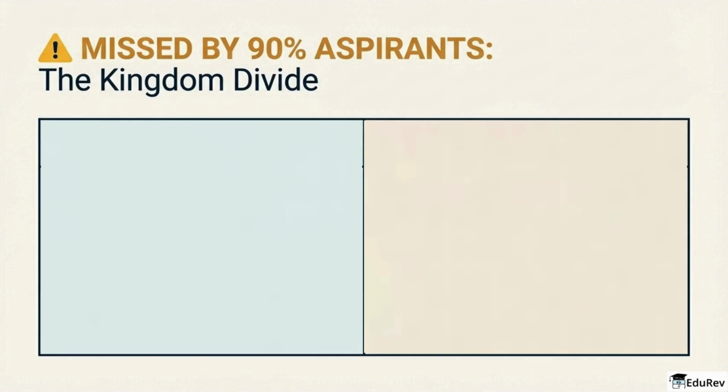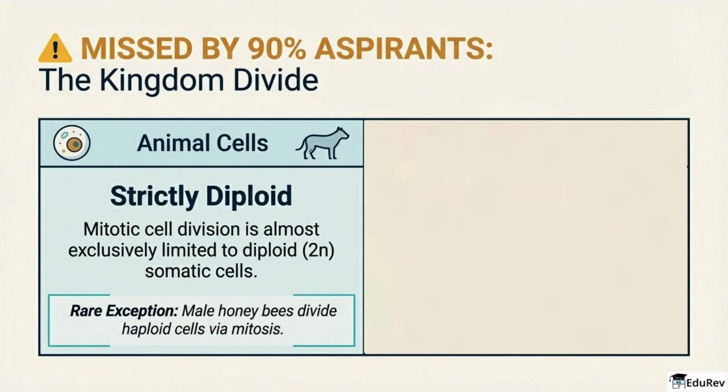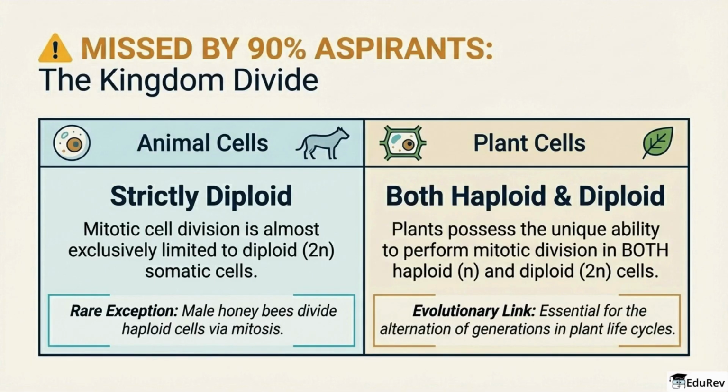The kingdom divide is an important distinction. In animal cells, mitotic cell division is almost exclusively limited to diploid somatic cells. In plant cells, mitotic division can occur in both haploid and diploid cells. That is why plants can support alternation of generations in their life cycles. The rare exception highlighted is male honeybees, which can divide haploid cells via mitosis. That exception is exactly the kind of detail that turns up in tricky questions.